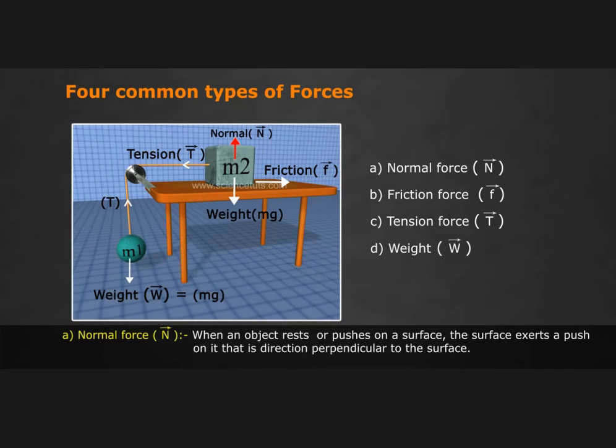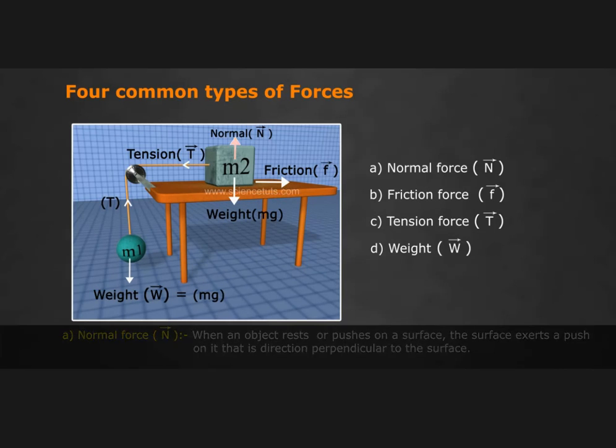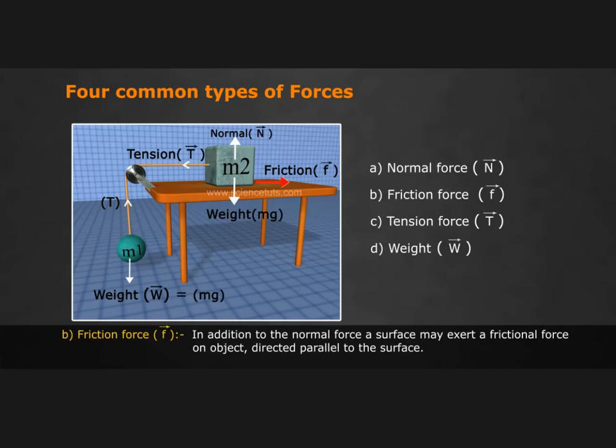A. Normal force. When an object rests or pushes on a surface, the surface exerts a push on it, that is, in a direction perpendicular to the surface. B. Friction force, F bar. In addition to the normal force, a surface may exert a frictional force on an object directed parallel to the surface.